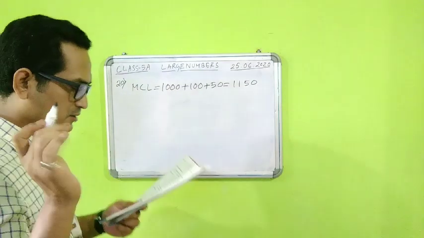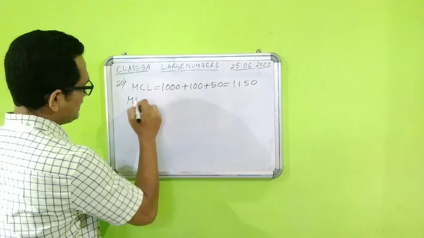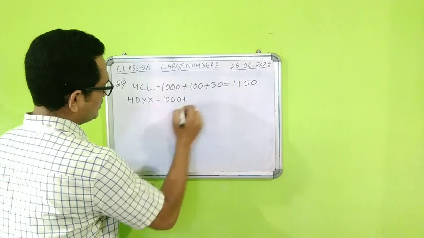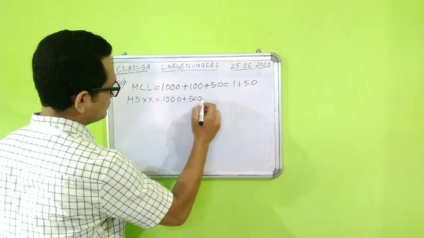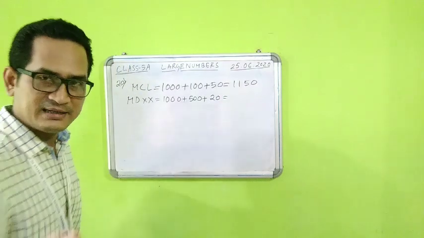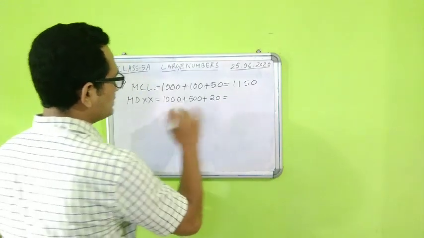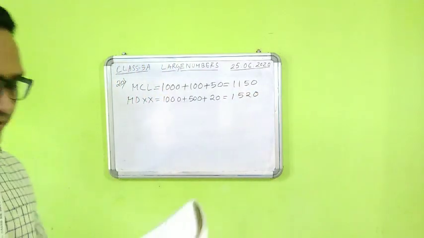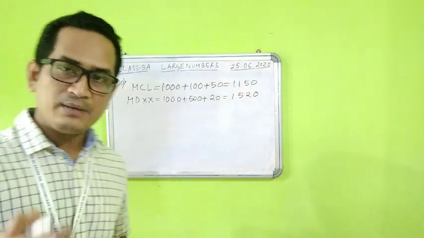In the second semester she got how much? MDXX. So M stands for again 1000, D stands for 500, XX stands for 20, because XX means 10 plus 10, that is 20. Now if I add all this, it will be 1520.